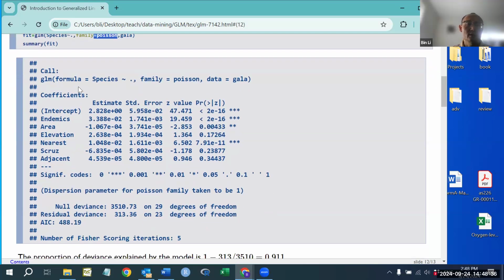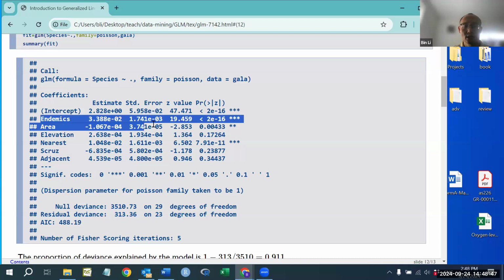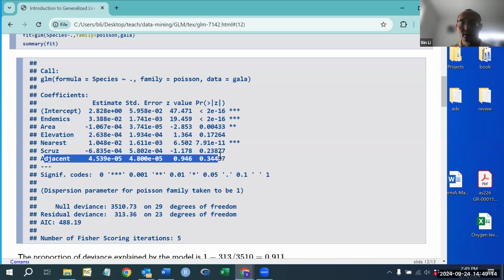So this one, the intercept, and these are the estimated coefficients. We can see that some of the variables are significant. You can see those significant variables have those stars. Three stars means the p-value is less than 0.001. And 2 stars is between 0.01 and 0.001, and so on. But some of the variables are not significant.